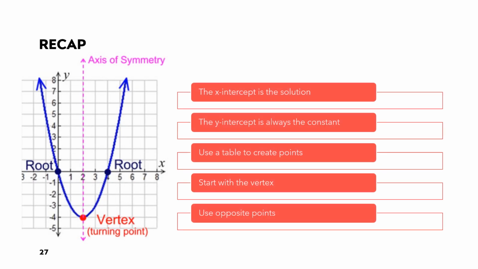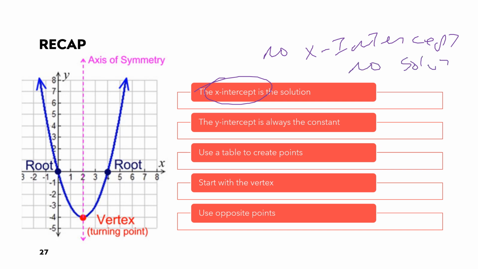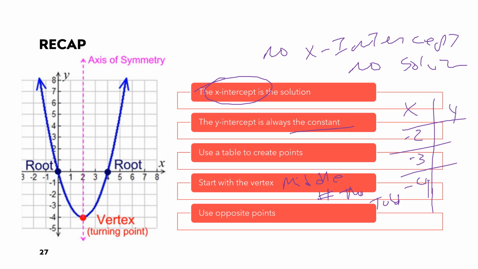And to recap, our x-intercept is always the solution. If there's no x-intercept, there's no solution. The y is always the constant. And then use a table to create points. And we'll give you the points to plug in the table in this course. And just remember, when you're graphing, you always start with the vertex, which would be the middle number of the table. So the middle number of our table is going to be the vertex.